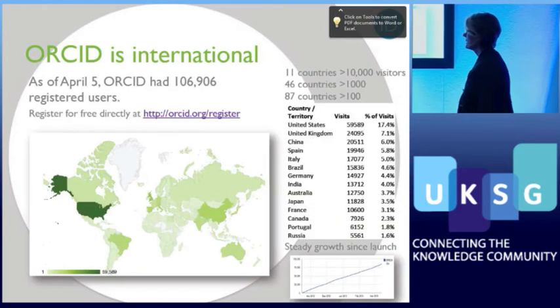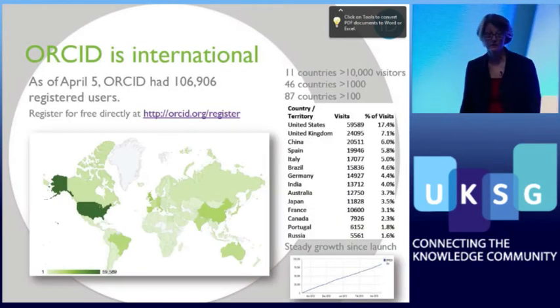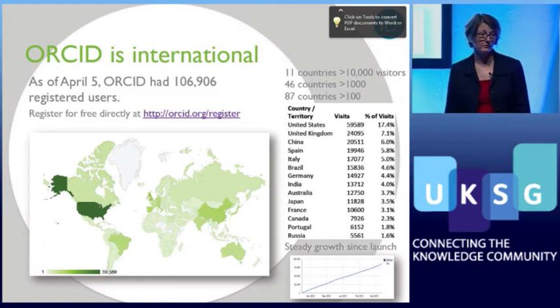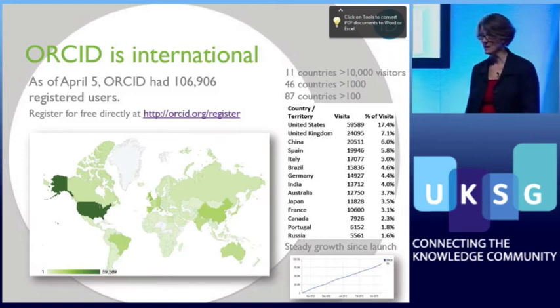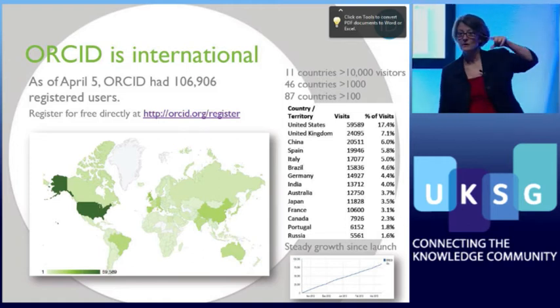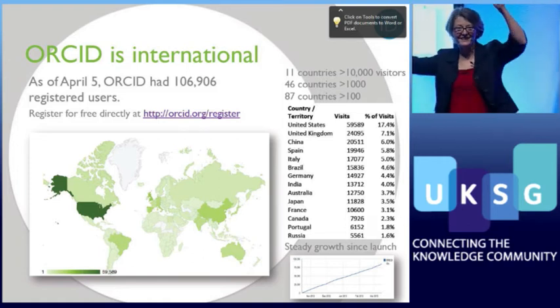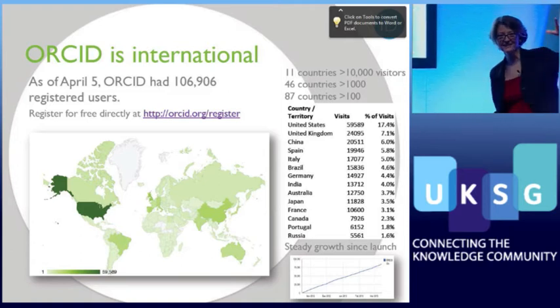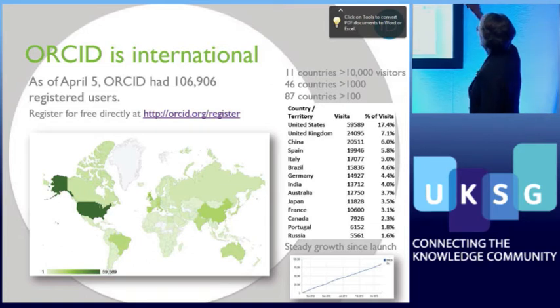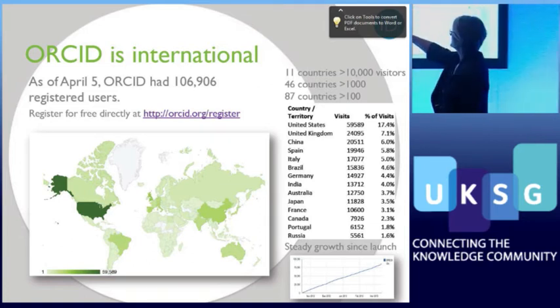So here's where we are with users. We have 106,000 people who have come to the ORCID Registry one way or another and registered. These are numbers as of last Friday. So how many of you have actually just registered now? Anybody did it? Yes, okay, great. Did it take about 30 seconds? Excellent, okay. So this is people actually coming to register, which I'm happy about.